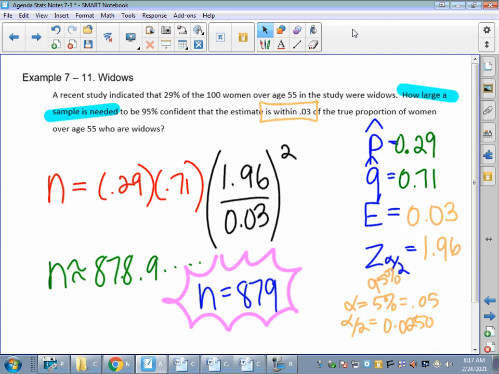That is it for section 7.3. Hopefully this doesn't feel all that strange. When we do confidence intervals, it all starts to be the same. It's just a matter of knowing what you need to know. Do you need to know P hats? Do you need to know T values? Where are you finding these things?